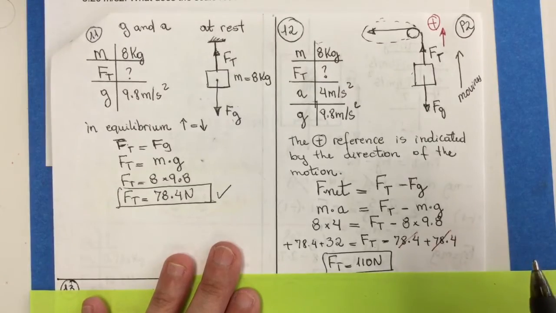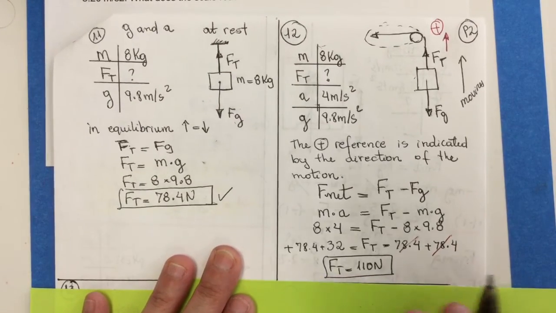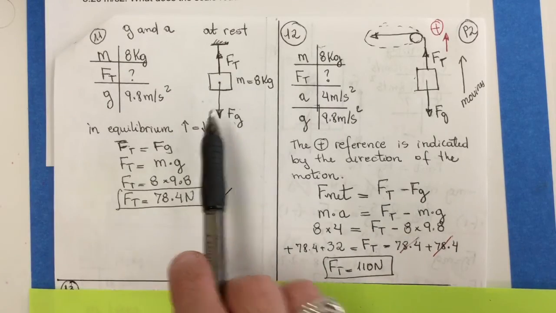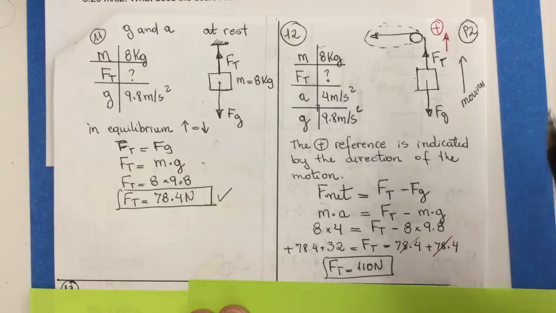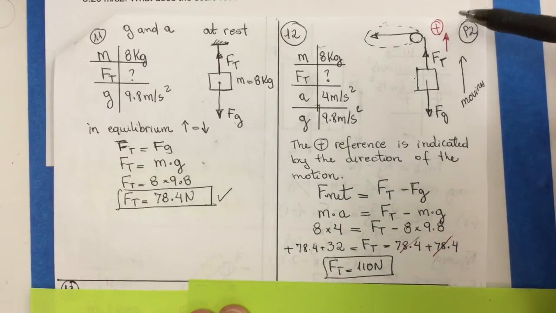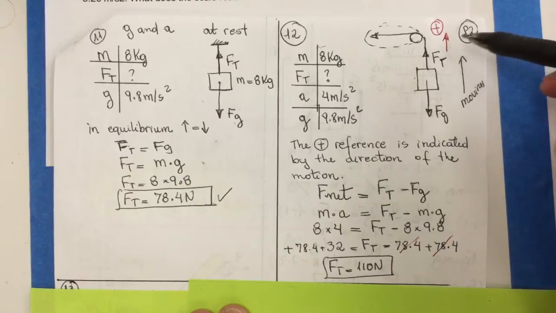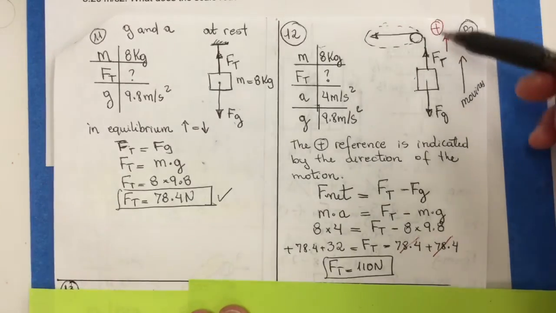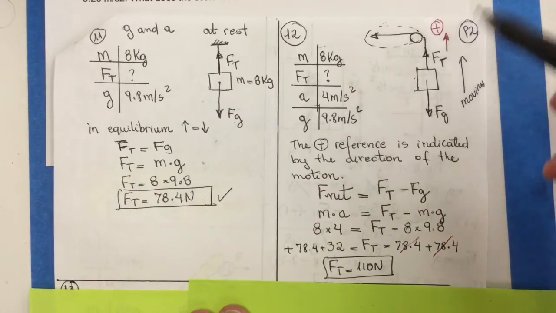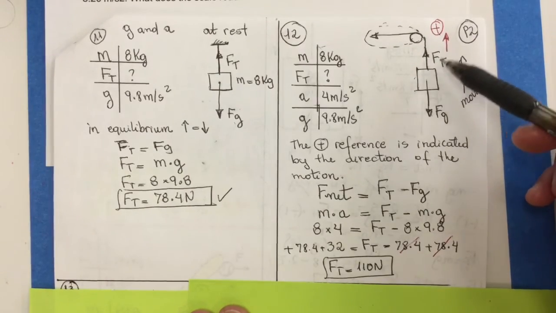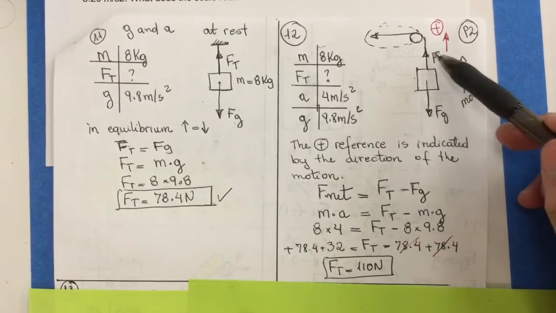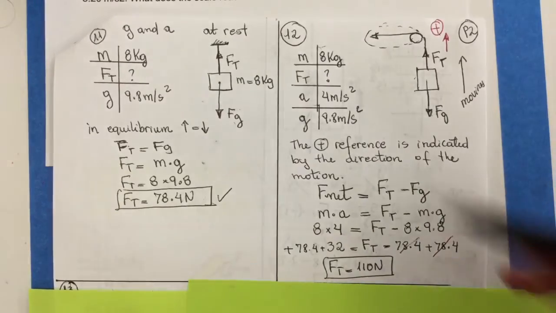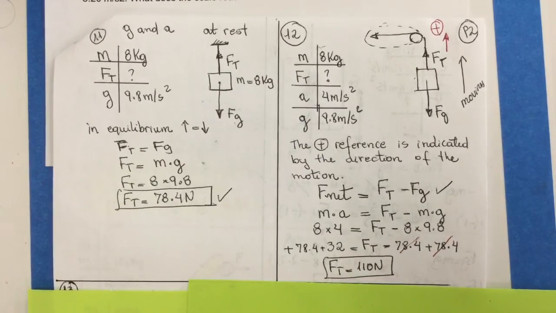I'm trying to fit both problems together side by side so you see the difference. So this is at rest and this is in motion. We have to establish the reference. The reference goes with the motion. If the motion is up, we're going to call this positive. And then we need to look at the directions of the forces because they are arrows, they're vectors. And then we are going to set up this equation and solve this problem.